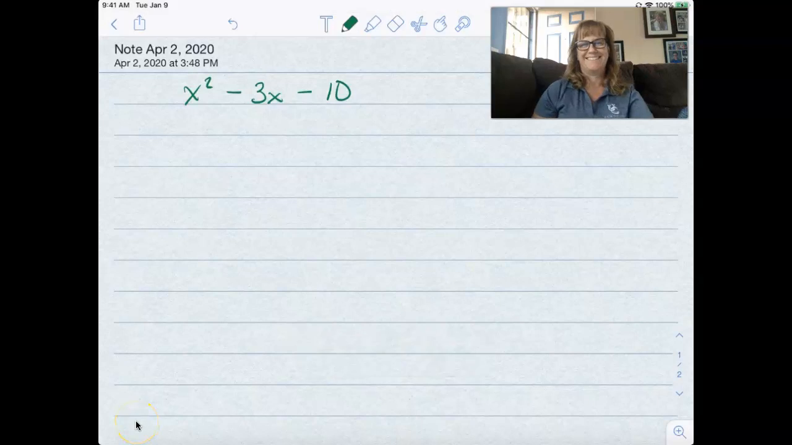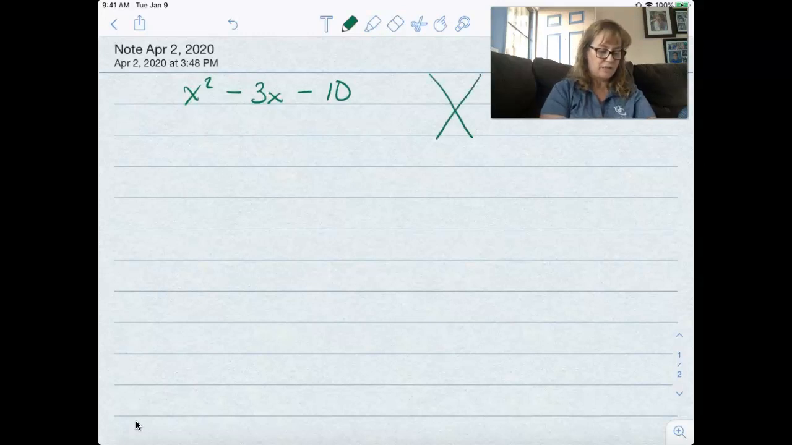Hello guys. So in our last lesson, we were dealing with factoring polynomials that looked somewhat like this one, where there was no coefficient right in front of the x squared. So we assumed that it was a 1. Then when you factored it, you just had to find a set of numbers that multiplied to give you 10, or in this case, negative 10, and added to give you a negative 3.